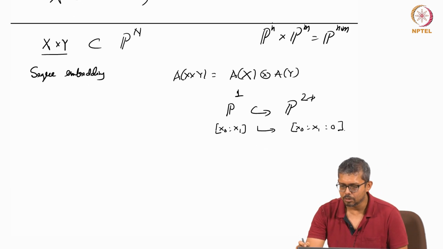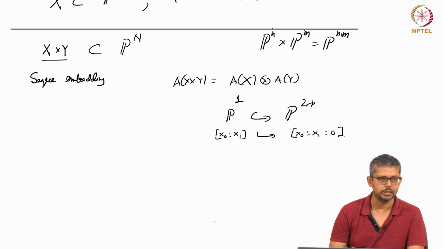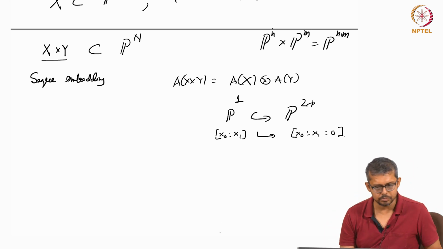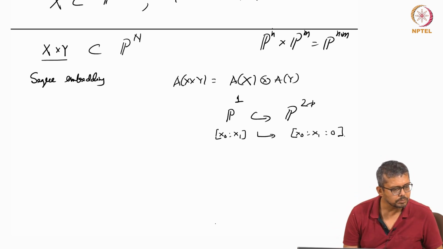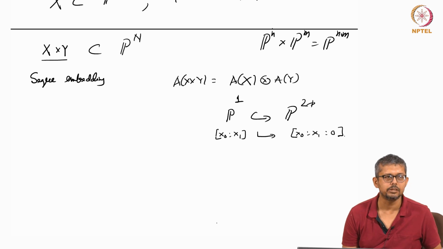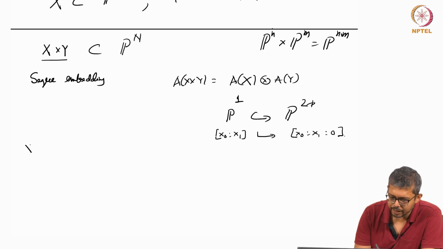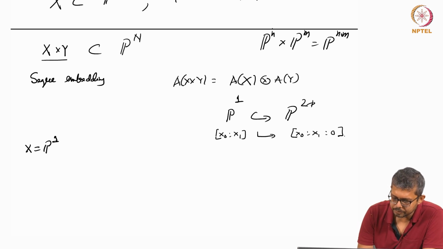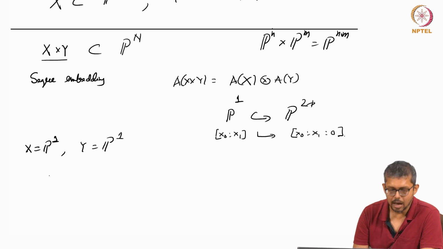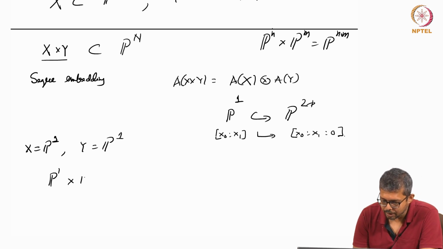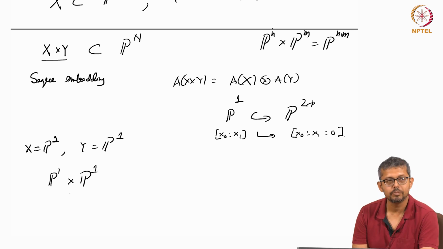Anyway, so now what is it? Let's understand the simple case where x is P1 and y is P1, both are P1. I want to give a projective variety structure on P1 cross P1.